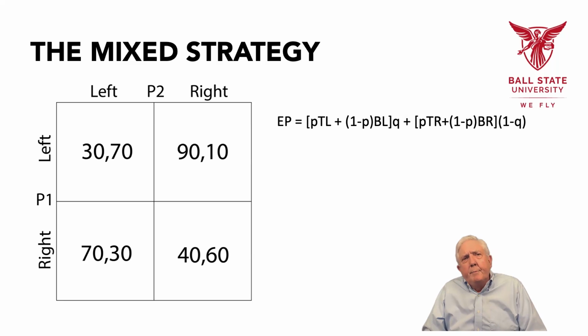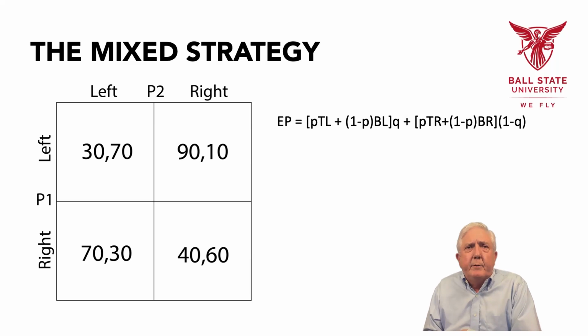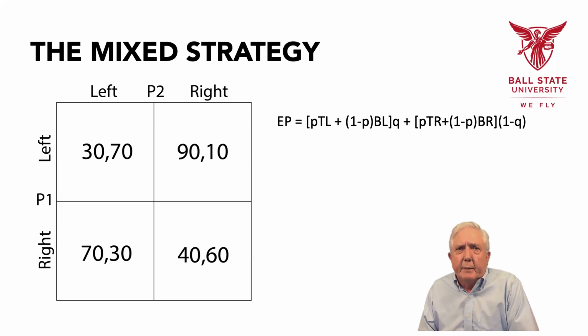So there's my normal form, which is what you're normally going to be working with. And I have given you the equation. So this is the equation for mixed strategy. You have to memorize it. You need to memorize it. It's really quite simple. EP stands for expected payoff. What is my expected payoff with my mixed strategy?